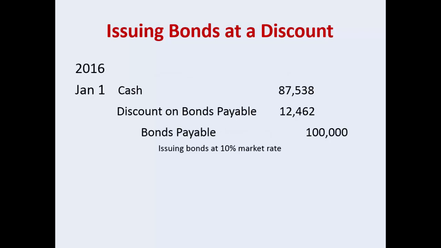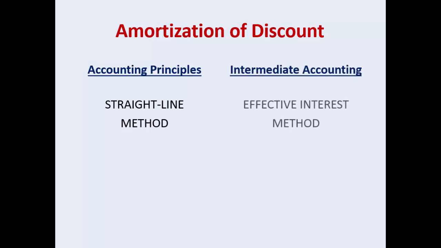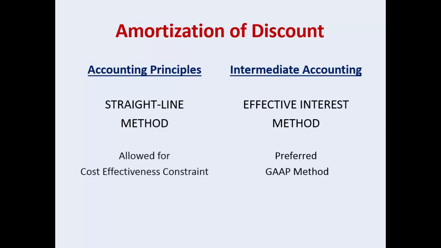And this is the initial journal entry. Discount on bonds payable is a contra liability, opposite normal balance of bonds payable. And what do we do with this? Well, we have to amortize it. Now, in accounting principles, usually you're taught the straight line method only. In intermediate, usually learn the effective interest method with a comparison to the straight line method. And the effective interest method really is the preferred method, but the straight line is allowed for cost effectiveness.